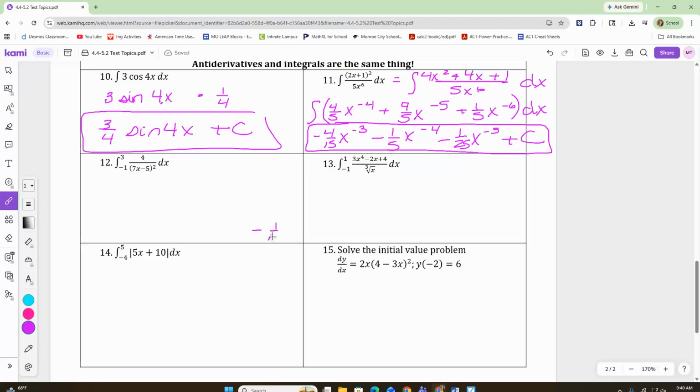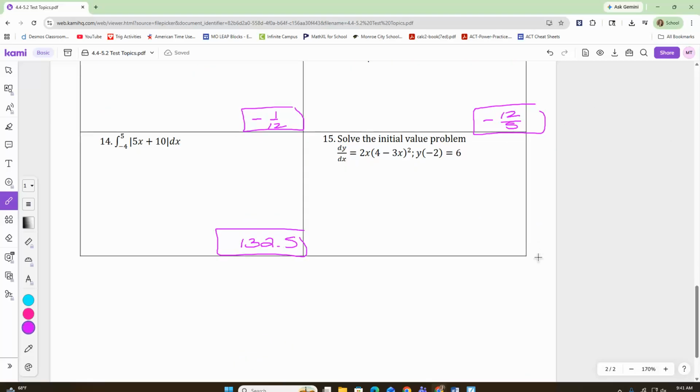Number 12, you should get negative 1/12. 13, you should get negative 12/5. 14 comes out to be 132.5. And 15, remember initial value problem is saying find the antiderivative and that constant there.